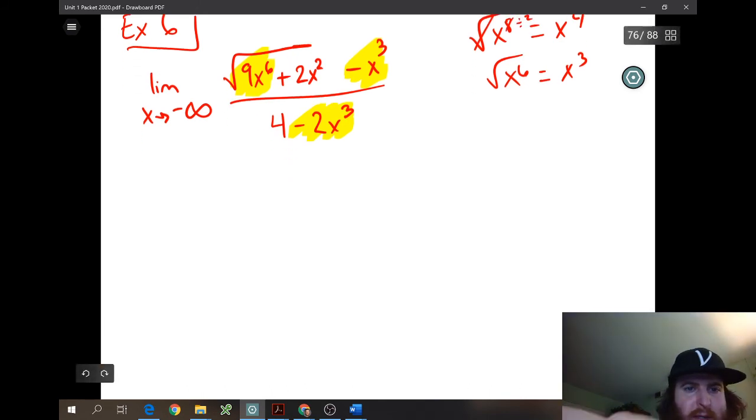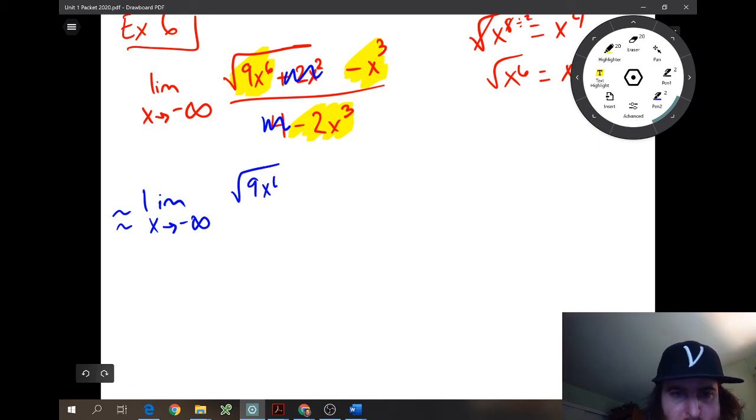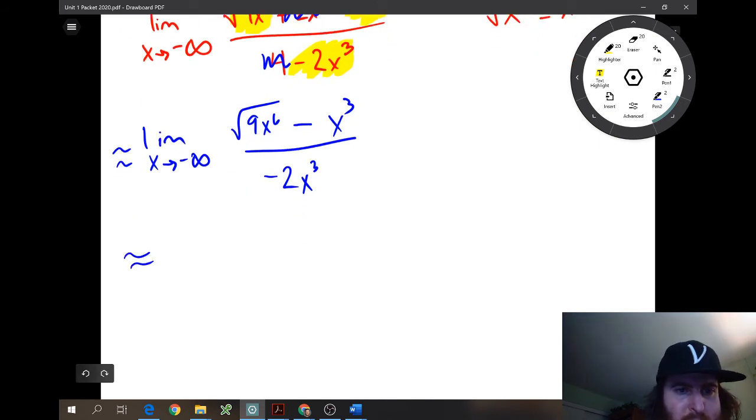So in this case, let's just ignore these guys. So this is like having the limit as x approaches negative infinity of the square root of 9x to the 6th minus x cubed over negative 2x cubed. You cannot cancel these out yet because of the square root of 9x to the 6th. Now, what's the square root of 9? The 9 part is 3. And then we're not going to write 3x cubed, we're going to write 3 absolute value of x cubed.